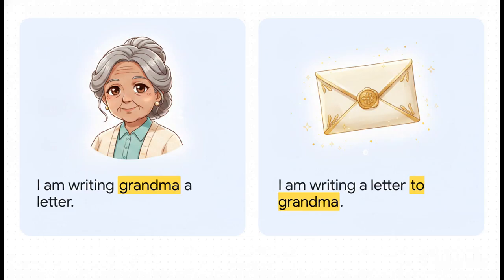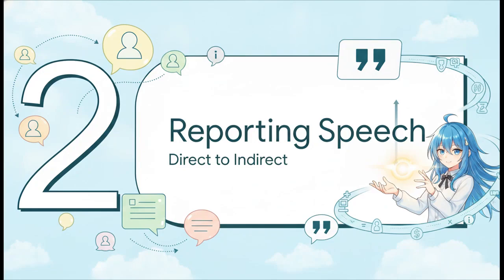Try switching the sentence in your head right now. I made my friend a sandwich. To flip it, you actually have to say I made a sandwich for my friend. It's a tiny shift, honestly, but mastering it makes your English flow so much more naturally. Moving right along, Section 2, reporting what others say, going from direct to indirect speech.